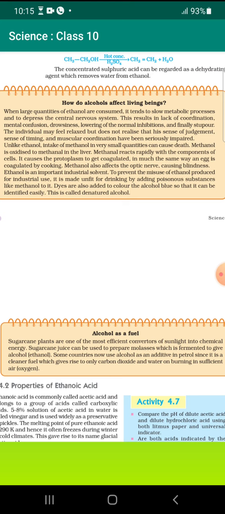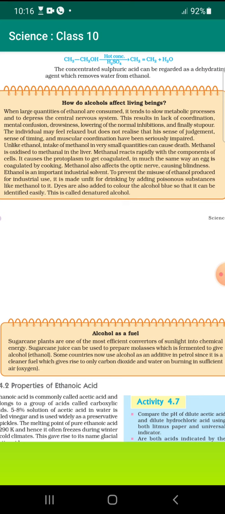Unlike ethanol, intake of methanol in very small quantities can cause death. Methanol is oxidized to methanal in the liver. Methanol reacts rapidly with the components of cells. It causes the protoplasm to coagulate, in much the same way an egg is coagulated by cooking. Methanol also affects the optic nerve, causing blindness.